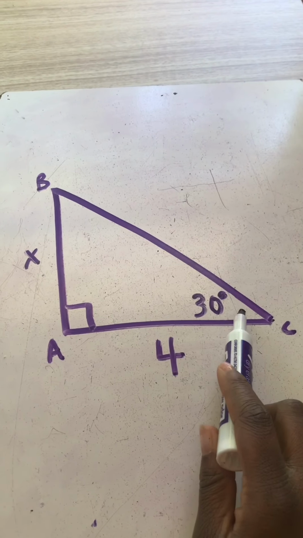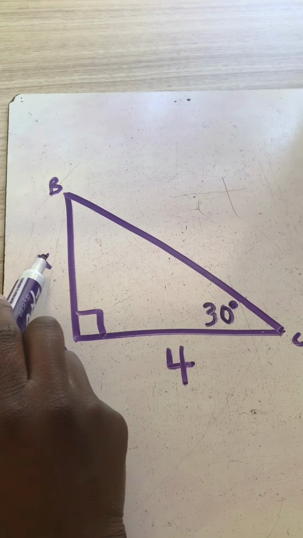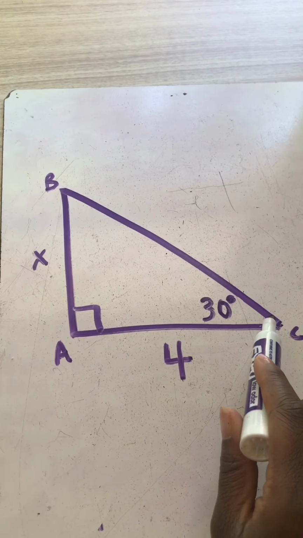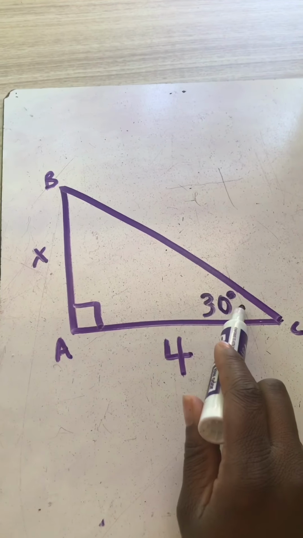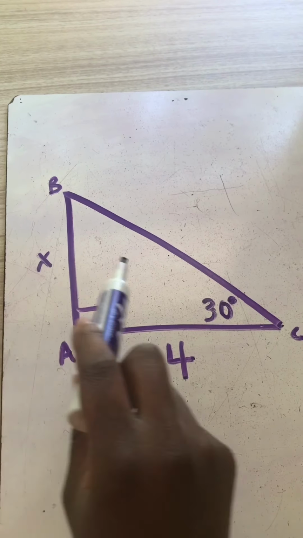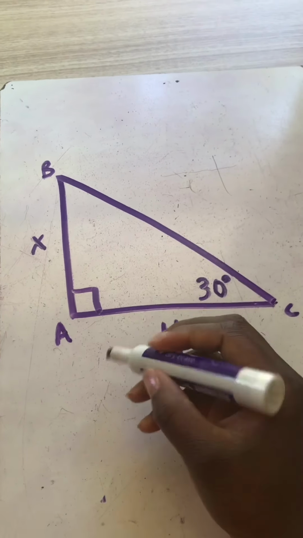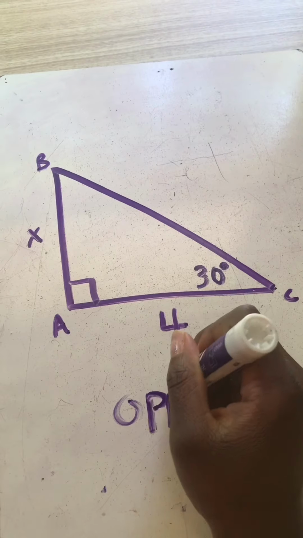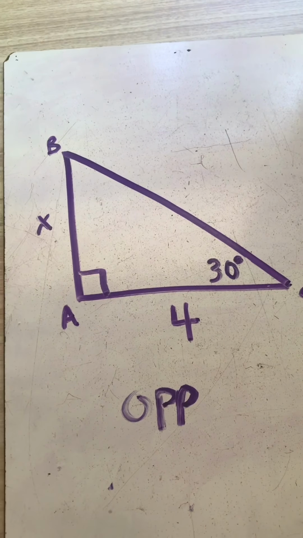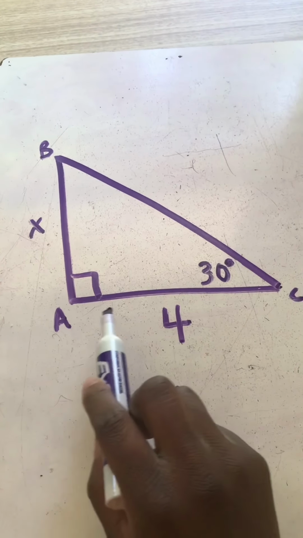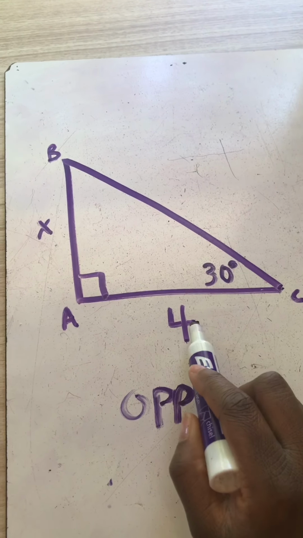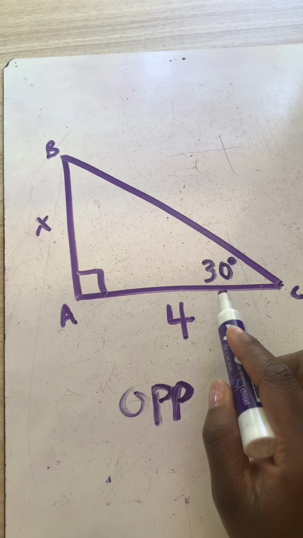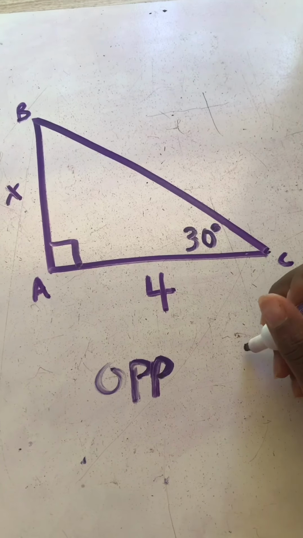So looking at this angle, this side right here does not touch this angle. It's almost like it's all the way across from this angle. So x is the opposite side of 30 degrees. Now 4 is actually right next to the angle. So when a side is right next to an angle, we call that adjacent.